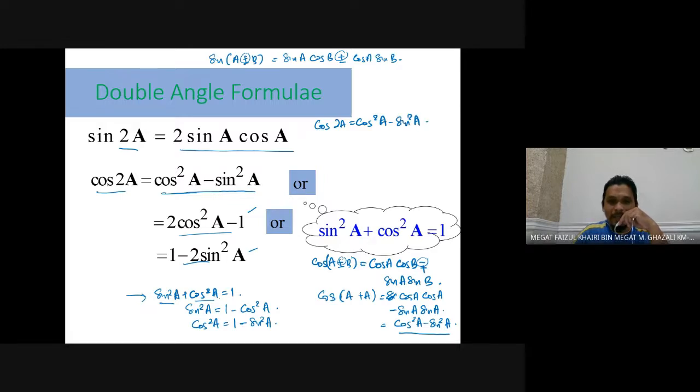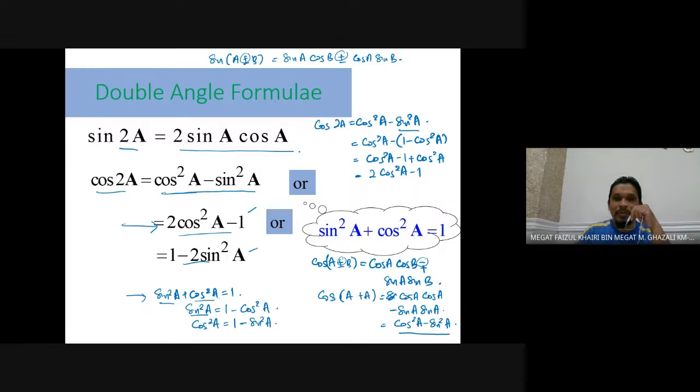Now let's say I substitute sine square here with 1 minus cos square. Cos square A minus, sine square equal to 1 minus cos square, 1 minus cos square A. Then it gives you cos square A, negative times 1 minus 1, negative and negative positive, cos square A. Then it gives you cos square A plus cos square A, 2 cos square A minus 1. There you go.